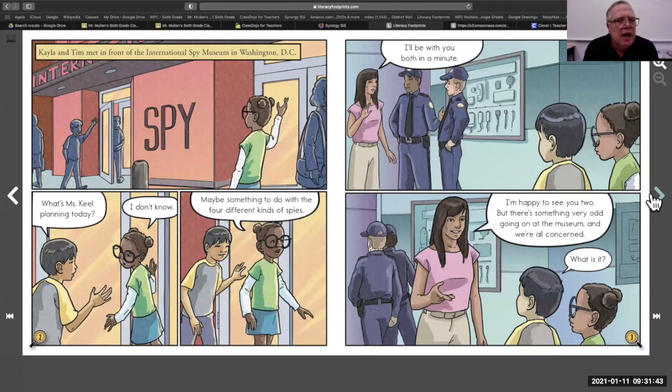Kayla and Tim met in front of the International Spy Museum in Washington, D.C. What's Miss Keel planning today? Well, I don't know. Maybe something to do with the 4 different kinds of spies. I'll be with you both in a minute. I'm happy to see you two, but there's something very odd going on at the museum, and we're all concerned. What is it?